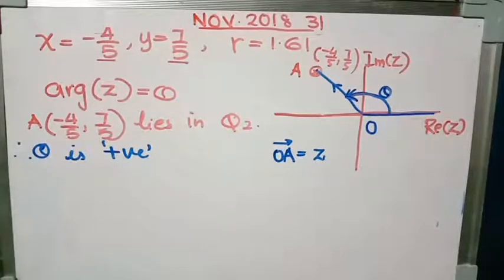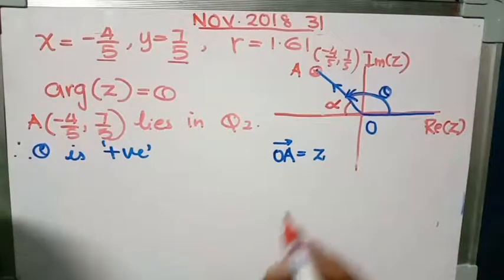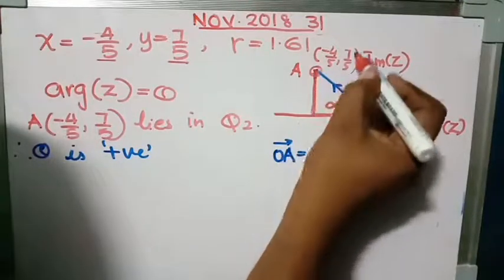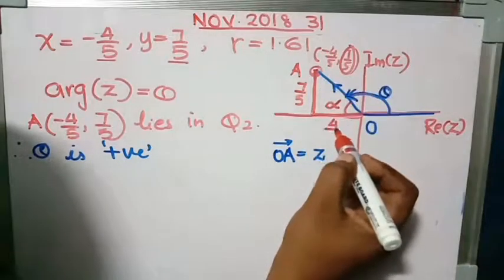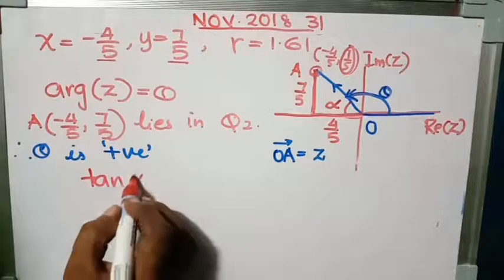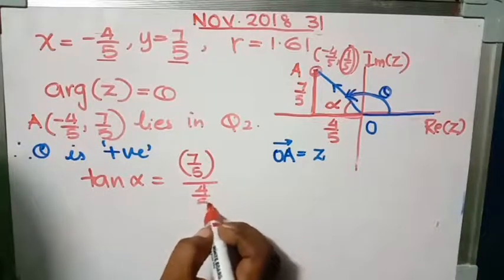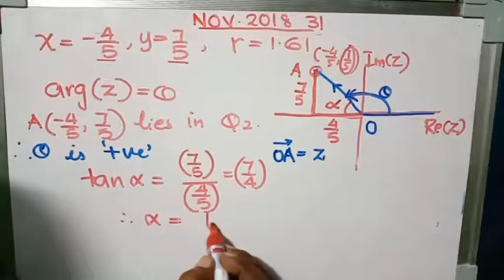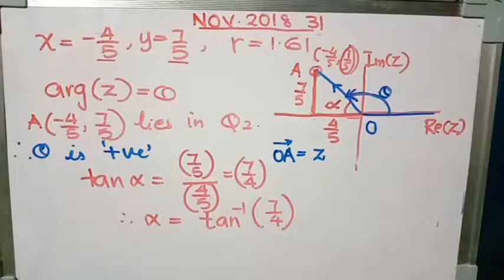But to find that angle, we need to find another one, which is this one. Let's name it alpha. To find the value of alpha, let's complete the right triangle, in which the vertical length is 7 by 5 and the horizontal length is 4 by 5. So we can find alpha using tan alpha is equal to opposite side by adjacent side, that is 7 by 5 divided by 4 by 5, which is equal to 7 divided by 4. Therefore alpha is equal to tan inverse 7 by 4. So we got the value of alpha.